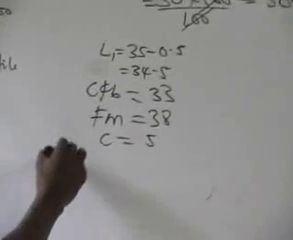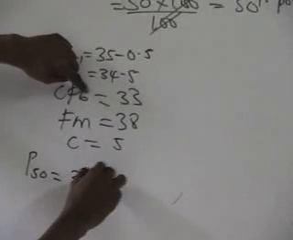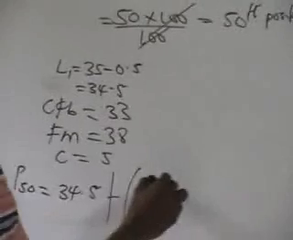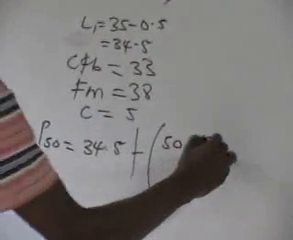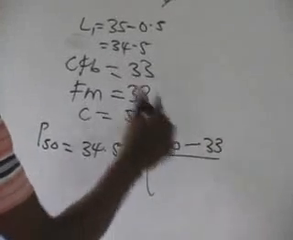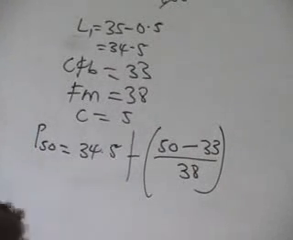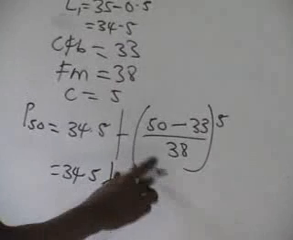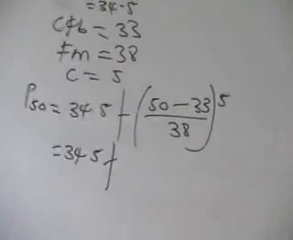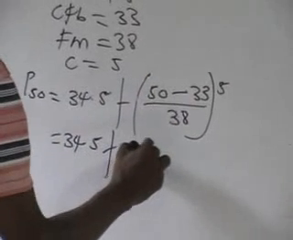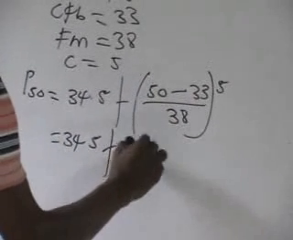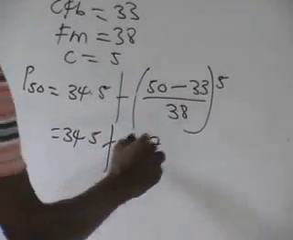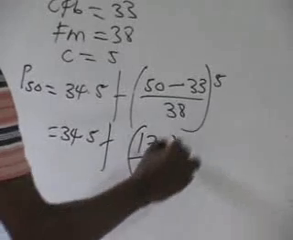So from here, we say the 50th percentile equals L1, which is 34.5, plus 50n over 100, already simplified to 50, minus CFB, which is 33, all over FM, which is 38, all together times C, which is equal to 5. So we now have 34.5 plus, 50 minus 33 gives us 17, then all over 38, bracket 5.